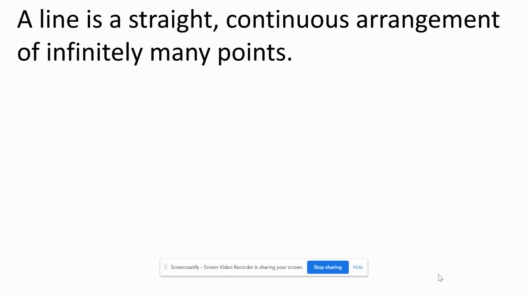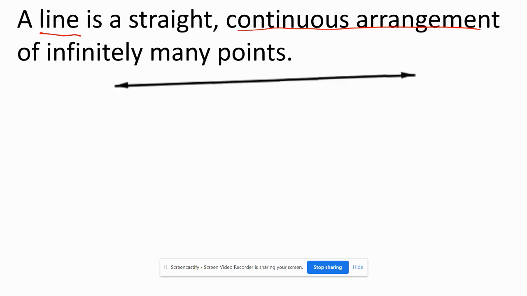Now, we're also going to talk about what we call a line. A line is something that is straight. It's a straight, continuous arrangement. Continuous arrangement, what I mean with that is it has no gaps. There's no holes in it. It is continuous. So it is a continuous arrangement of infinitely many points. So something straight that has no gaps and goes on forever.